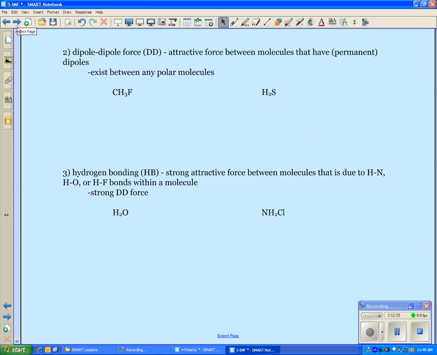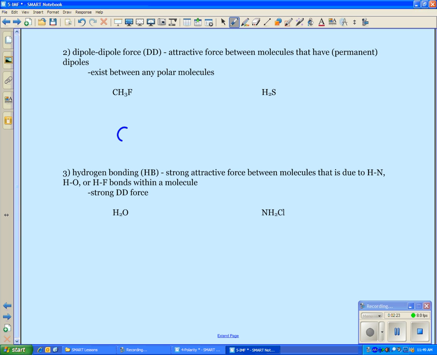The second type of intermolecular force is a dipole-dipole force. This is a stronger attractive force than a London dispersion force. This occurs when you have molecules with permanent dipoles, so molecules that are classified as polar.